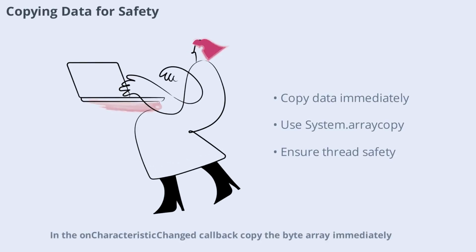In the onCharacteristicChanged callback, copy the byte array immediately. Use System.arraycopy to create a thread-safe copy of the data. This allows you to process the data on any thread without risking overwriting or loss.